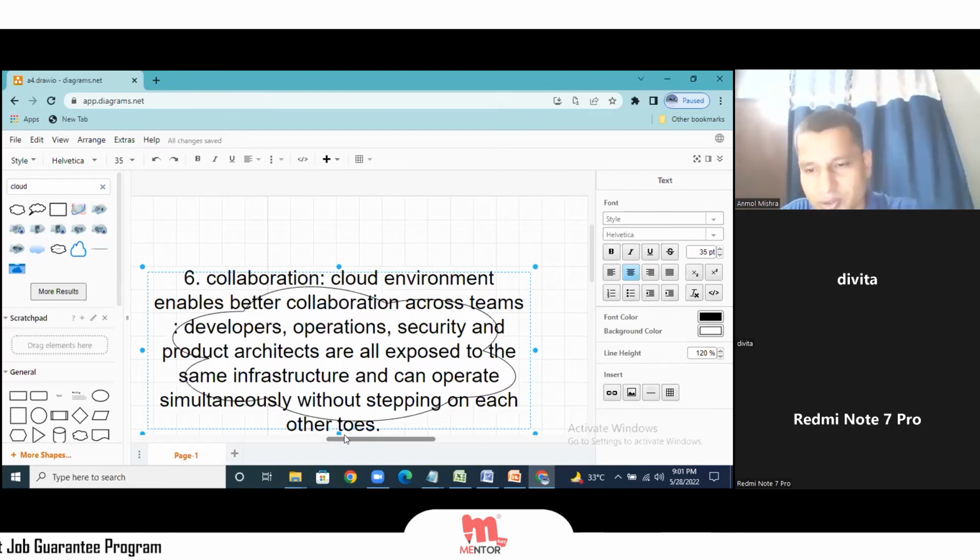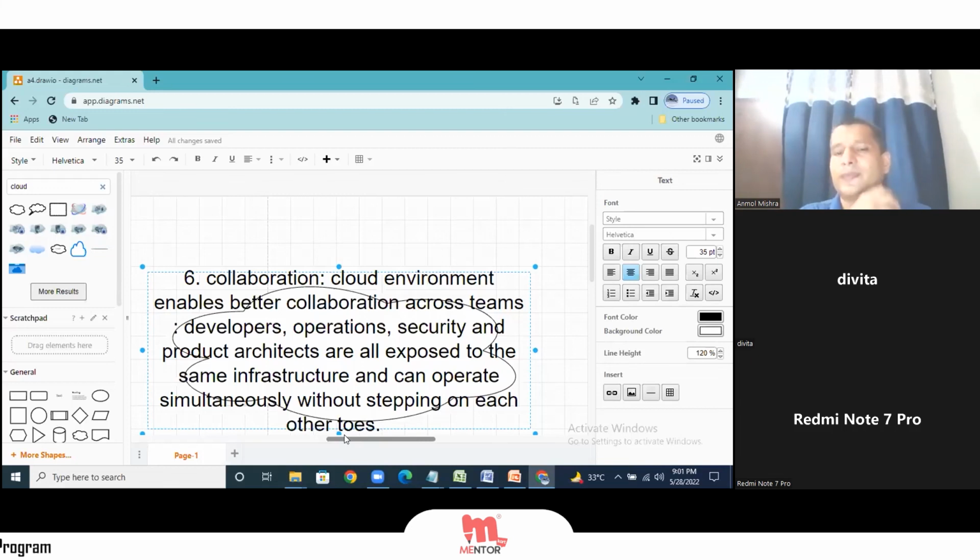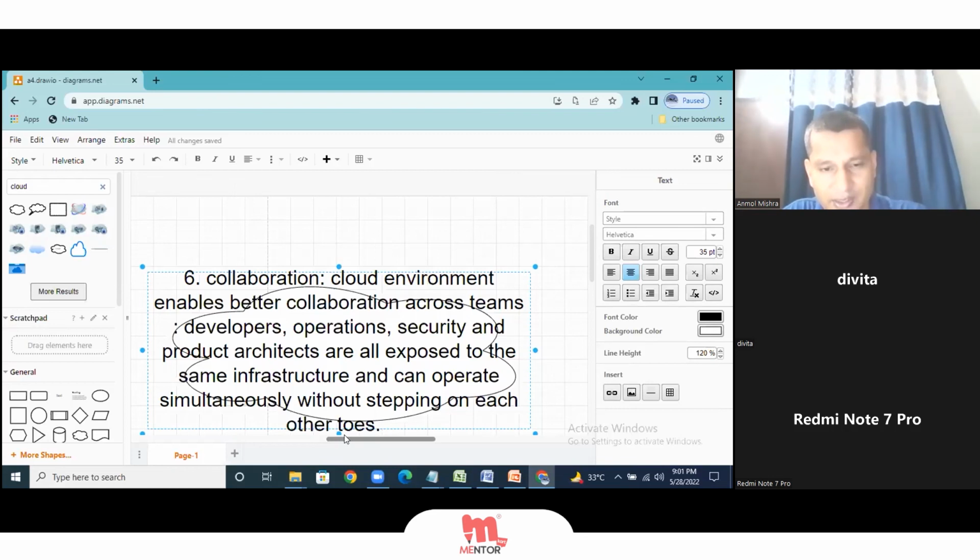Any doubts? Any question? Collaboration, the cloud environment enables better collaboration across teams. Teams means developers, operations, security, and product architects are all exposed to the same infrastructure and can operate simultaneously without stepping on each other's toes. Doubts clear?